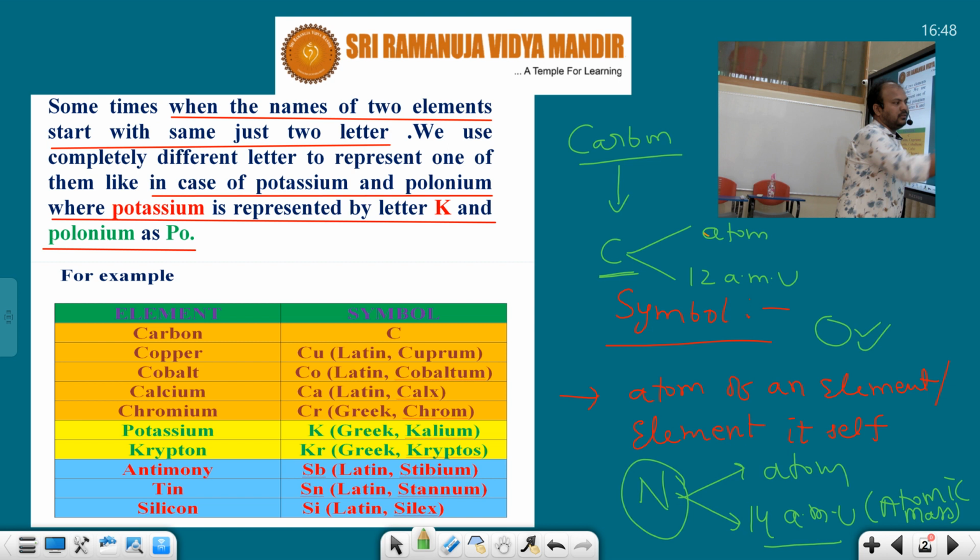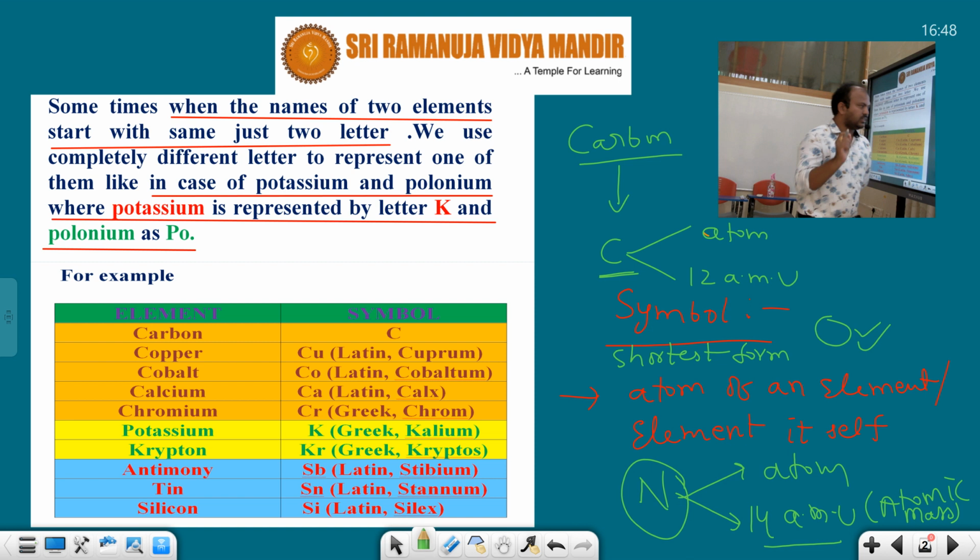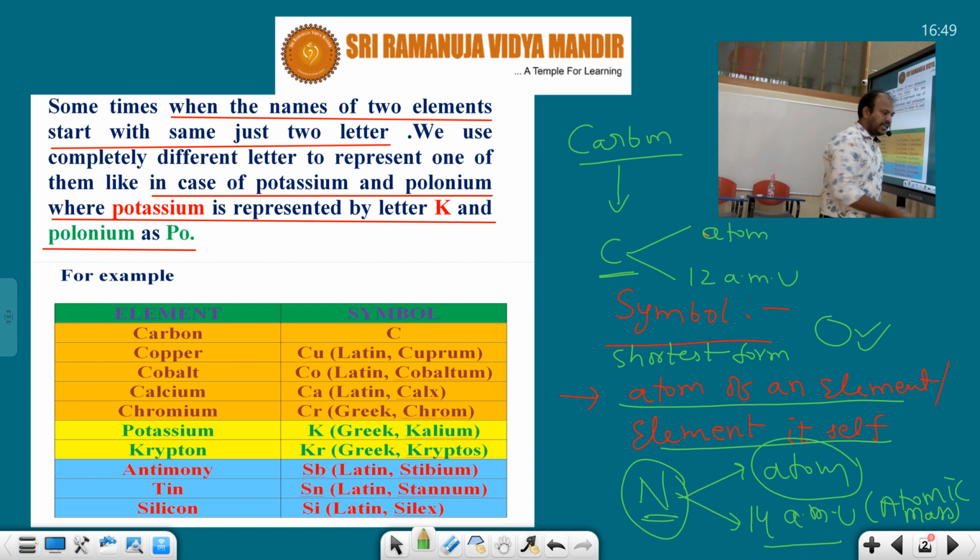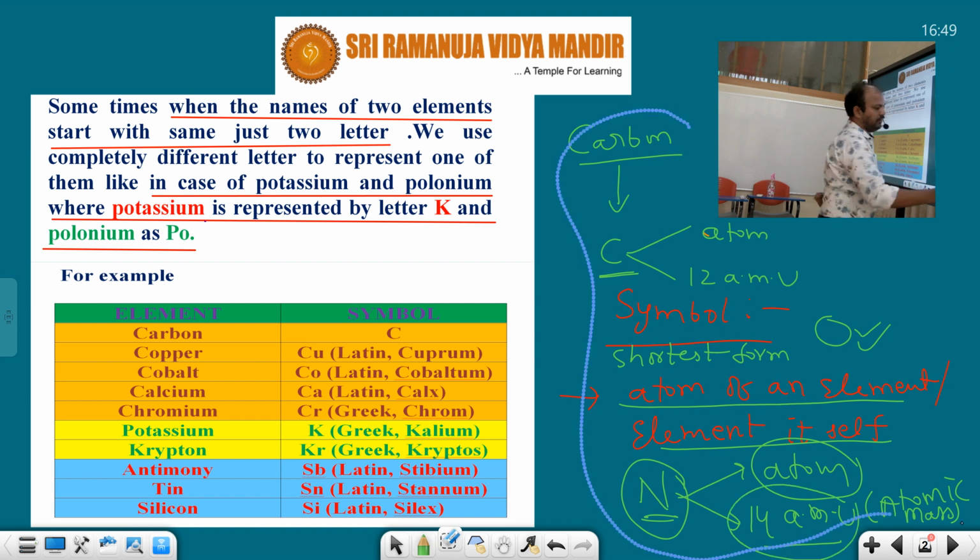Understood or not? So a symbol is the shortest form of an element. And the significance of a symbol is that it indicates an atom of an element or the element itself. For suppose nitrogen element, I write the symbol N. It indicates this is the nitrogen atom, and its atomic mass is 14 AMU. Here you should take some symbols and how their names are given. I will explain here.